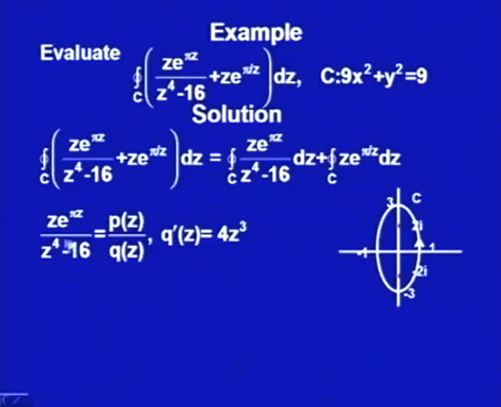The function is of the form p z upon q z. So, we would use the formula for calculation of residue at any isolated singularity z naught as p z naught upon q dash z naught. Here q z is z to the power 4 minus 16, so q dash z would be 4z cube. Now, the residue at z is equal to 2i would be p at 2i divided by q dash at 2i. Here p is z times e to the power pi z. So, what we would get is 2i e to the power 2 pi i upon 4 z cube, where z cube means 2i cube.